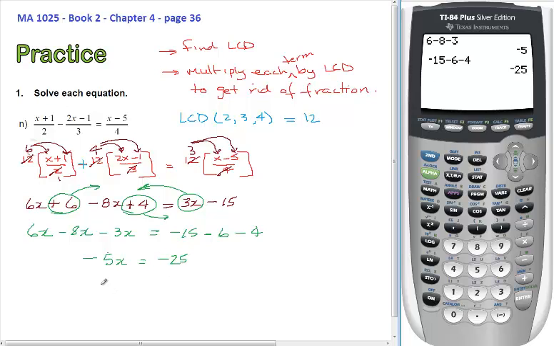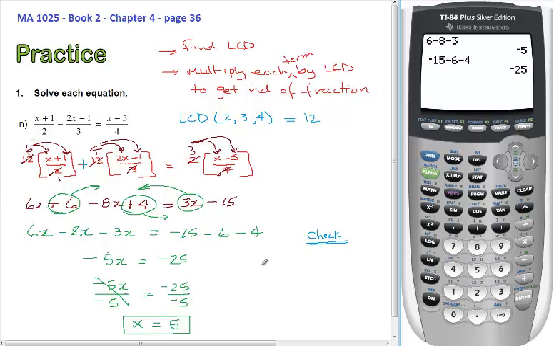Now, all that's left to do is isolate x by dividing each side by the coefficient, which in this case is minus 5. So this cancels, leaving me with negative divided by negative, positive 5 as my answer. Now, you can check these if you want. I encourage you, if you do have time, to check a few answers.